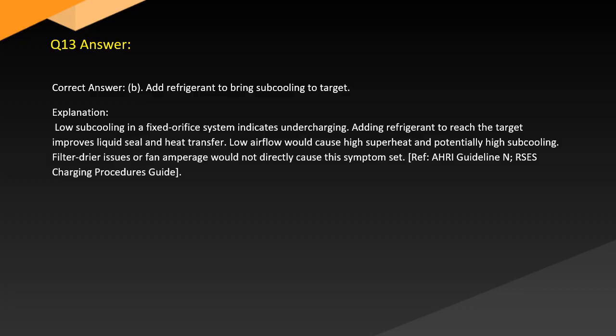Answer. Correct answer: B. Add refrigerant to bring subcooling to target. Explanation. Low subcooling in a fixed orifice system indicates undercharging. Adding refrigerant to reach the target improves liquid seal and heat transfer. Low airflow would cause high superheat and potentially high subcooling. Filter dryer issues or fan amperage would not directly cause this symptom set. Ref. ARI guideline in charging procedures guide.